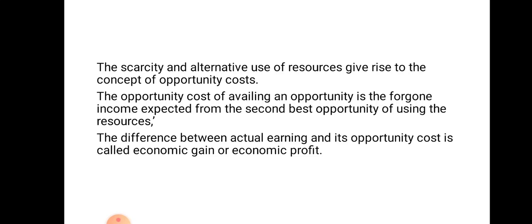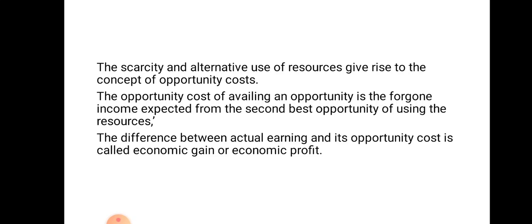For example, if there are four alternatives and one has to be selected, then the other three have to be forgone. So, the one we are going to select is the first best. The best one will be selected, and the next best will be the opportunity which has been forgone. So, the opportunity cost of availing an opportunity is the foregone income expected from the second best opportunity of using the resources.